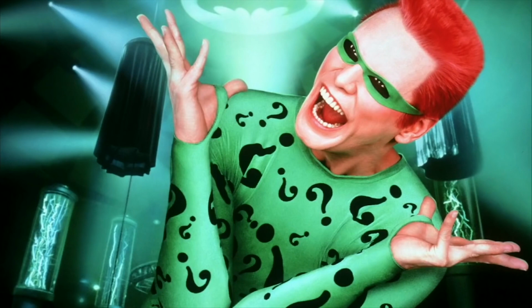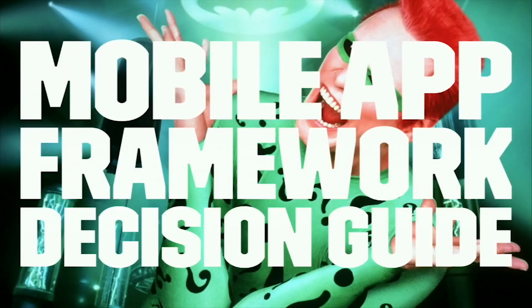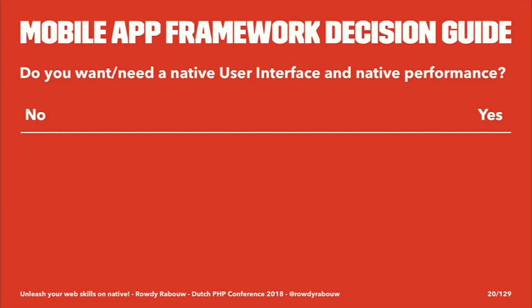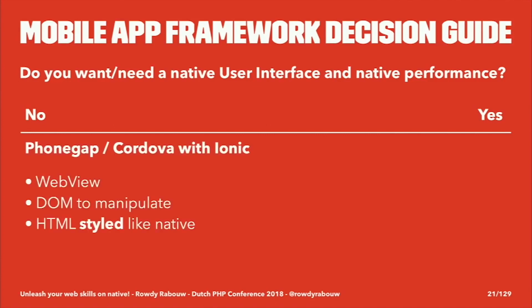But NativeScript might not be the holy grail for you. So let's go through a mobile app framework decision guide. Ask yourself this question first. Do you want or need a native user interface and native performance? If you don't care, you can go with something called PhoneGap Cordova with Ionic. It's essentially, say, a website encapsulated in a native app. It can be fine for your purpose.